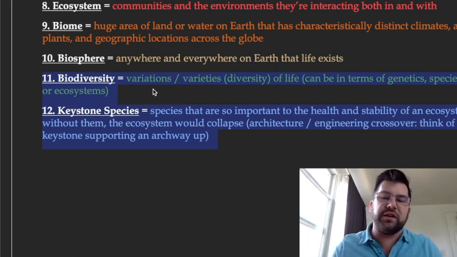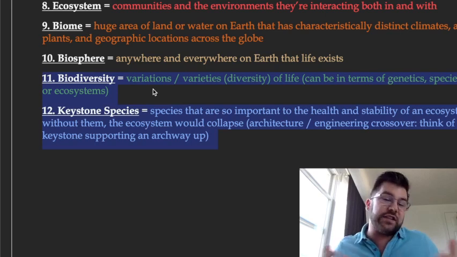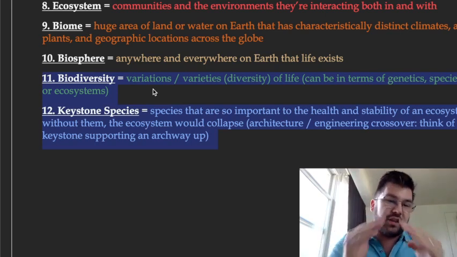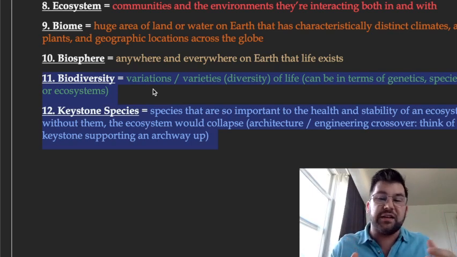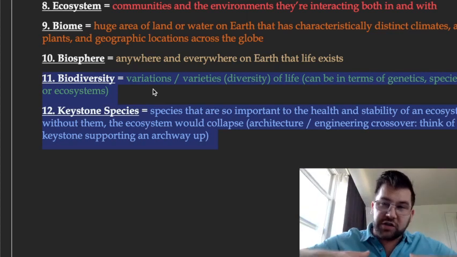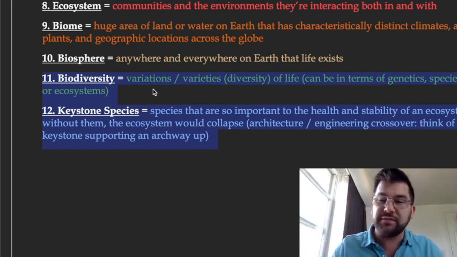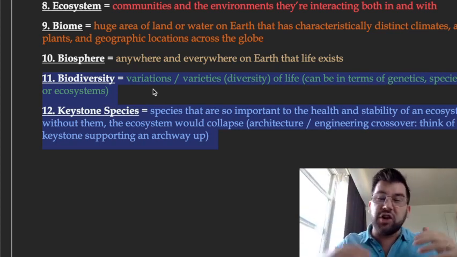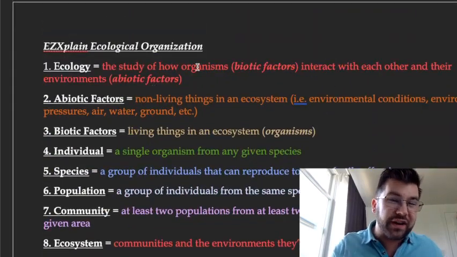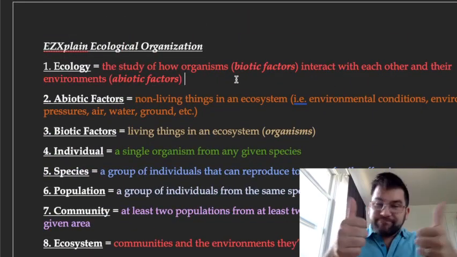Super, super important organisms. The name here is actually an engineering term. Think of a keystone at the top of an arch, supporting the arch and holding it together. It's the same idea. These species are so important, they hold it all together. If you remove it, that arch collapses. The ecosystem collapses. So that's our brief introduction to ecology, just getting organized. Hope this helps.